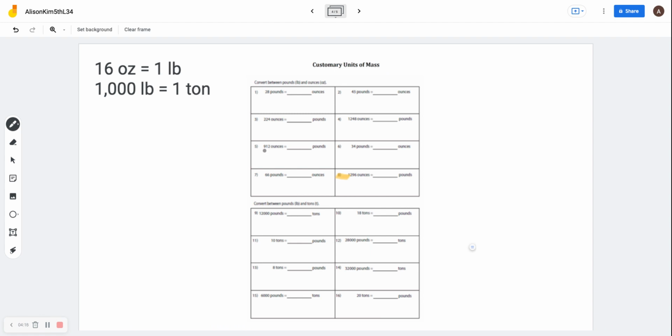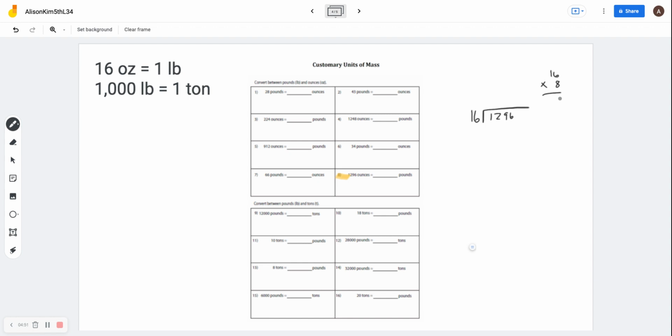So number 8 right here, we're trying to convert ounces into pounds, and we know that pounds is greater than ounces, so we're going to be dividing this given amount of ounces by 16. So let's do that. 16 goes into 1296. 16 cannot go into 12, so we're going to move on to 129. Let's try with a big number. Let's try like 8.